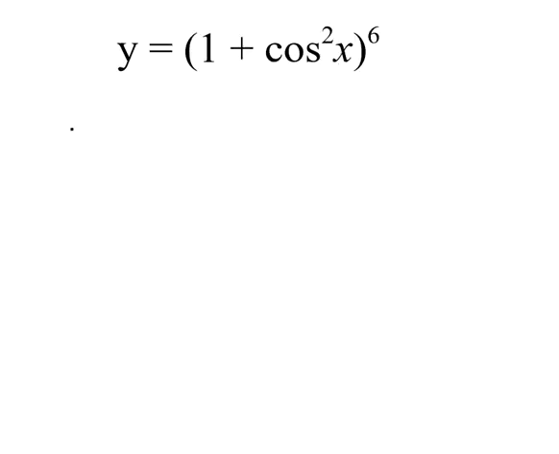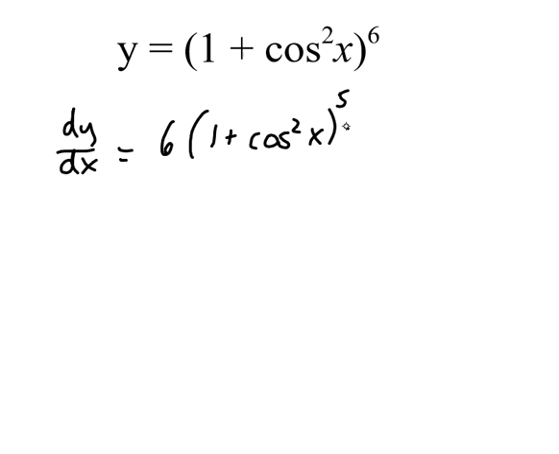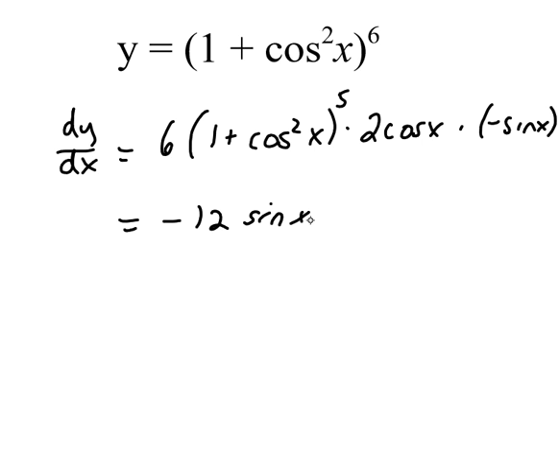Here's another chain rule. We're going to do dy/dx. I'm going to bring down the 6, (1 plus cosine squared x) to the fifth. Now I'm going to do the derivative of the inside. The inside has this cosine squared x. It's going to be 2 cosine x times the derivative of cosine, which is negative sine x. So we get negative 12 sine x cosine x (1 plus cosine squared x) to the fifth.